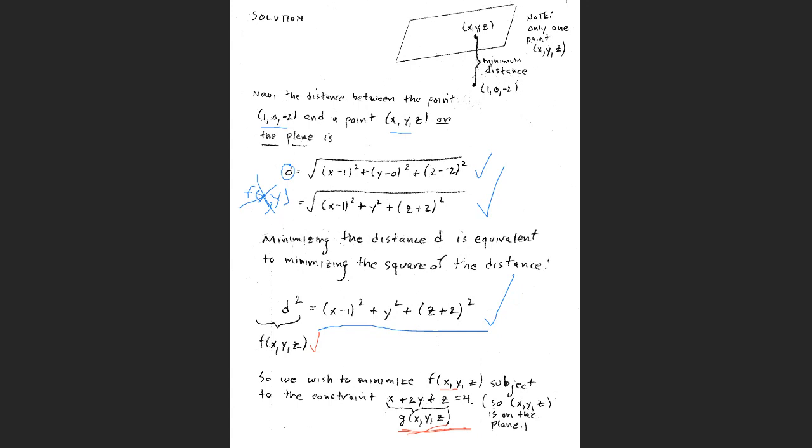We're looking for this x, y, z coordinate. So what we're going to do is the following. We're going to find the gradient of our function f of x, y, z, and we're going to set it equal to some lambda. Lambda is the Lagrange multiplier. We're going to set it equal to lambda times the gradient of g of x, y, z. So we have to find the gradients of our two functions f and g.